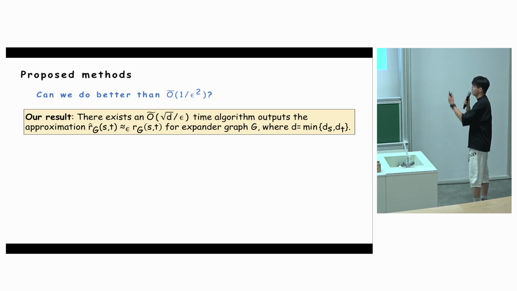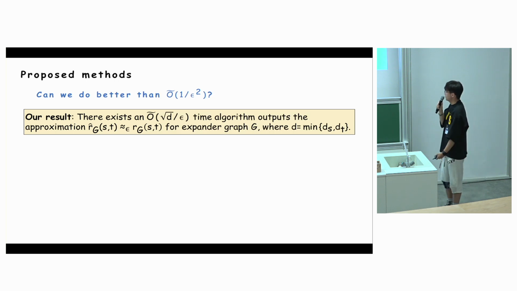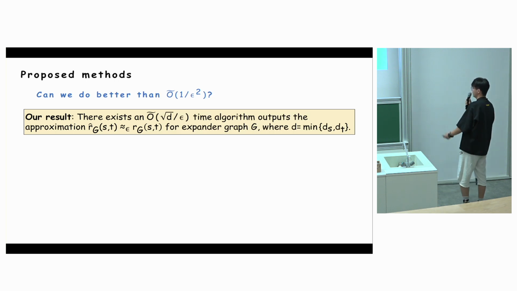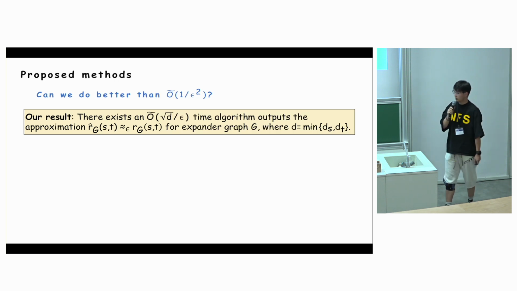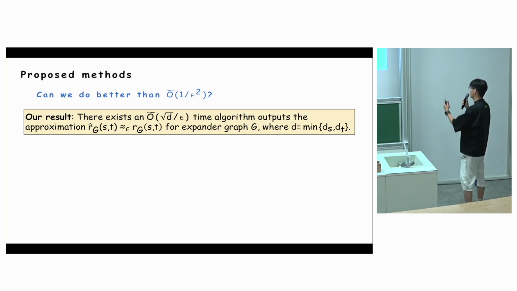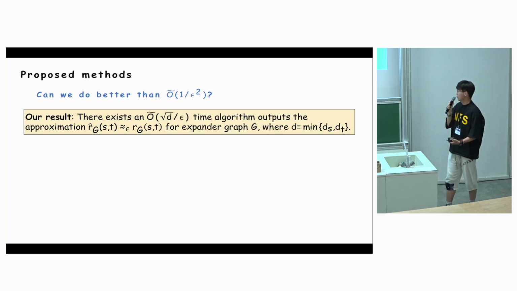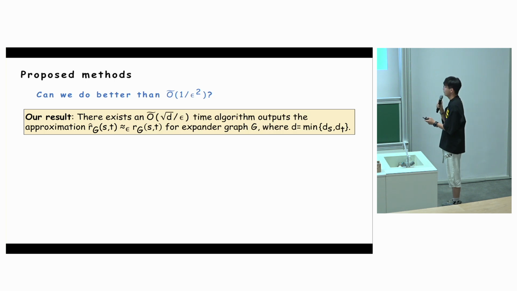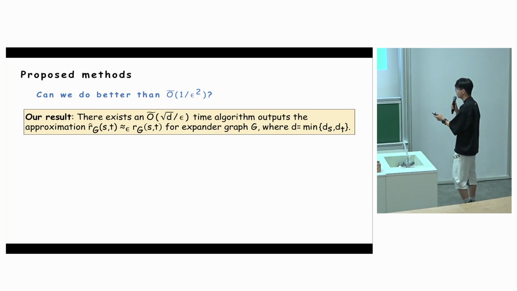Our first result says there exists a root d over epsilon time algorithm that epsilon-approximates the s-t effective resistance for the expander graph G, where d equals the minimum of the degree of s and the degree of t. This implies an improvement in terms of epsilon, but at a higher cost that relies on the degree of the graph.